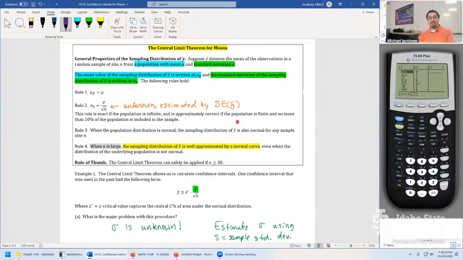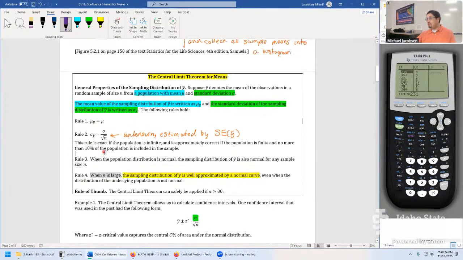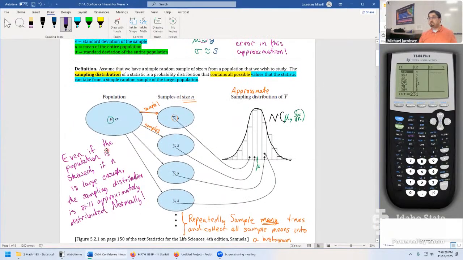Well, that was our refresher on the central limit theorem. Any questions at all, folks? Either about the statement here or about the graph here?